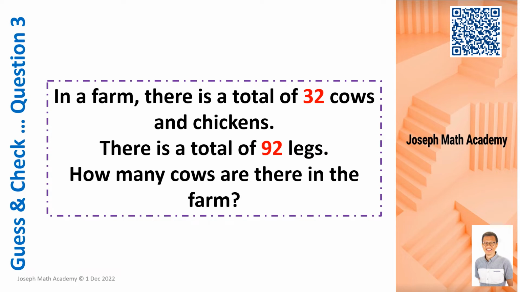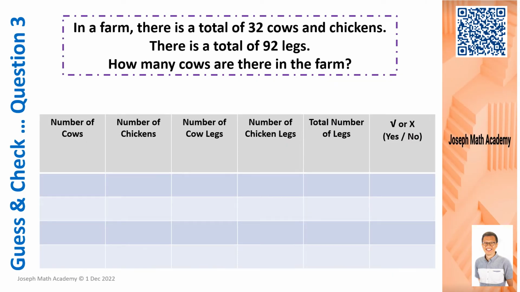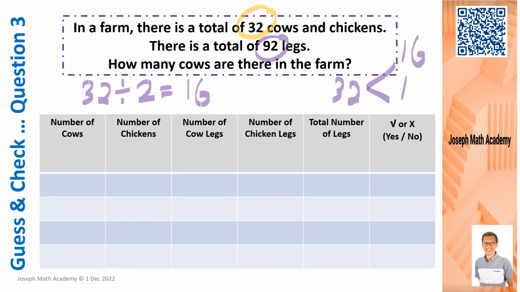Now, what if the farm, the total number of animals is very large, 32, and the legs, 92. Do you think it is still possible to do it this way? Let's try. Our approach is to find half of it. 32 animals in total, right? So half of it will be 16 each. So number bonds of 32 is 16 and 16. That means 16 cows, 16 chickens. Alright, and these two will make up 32.